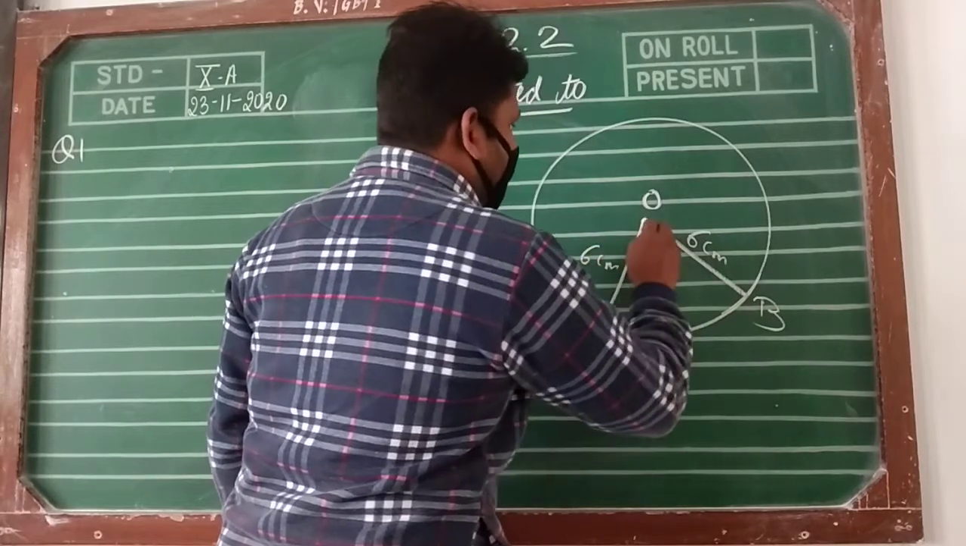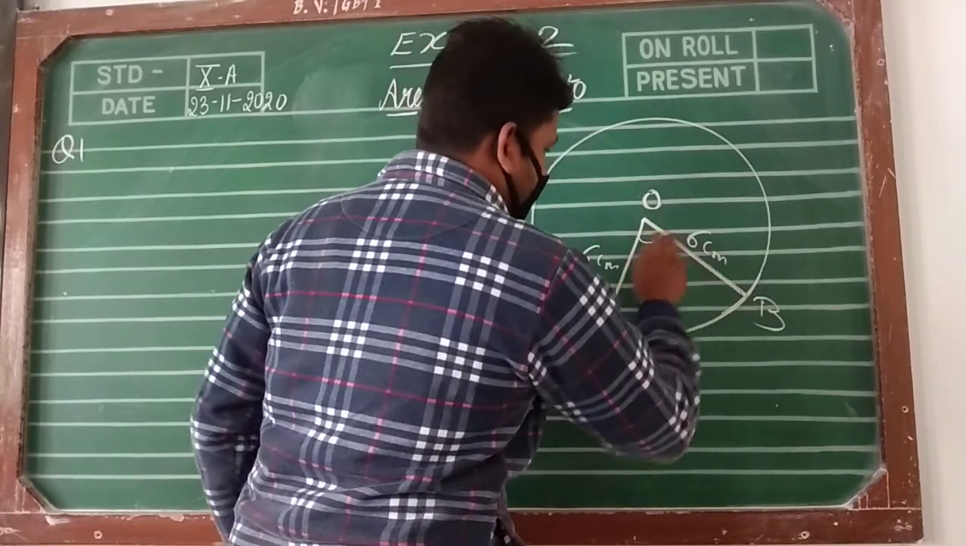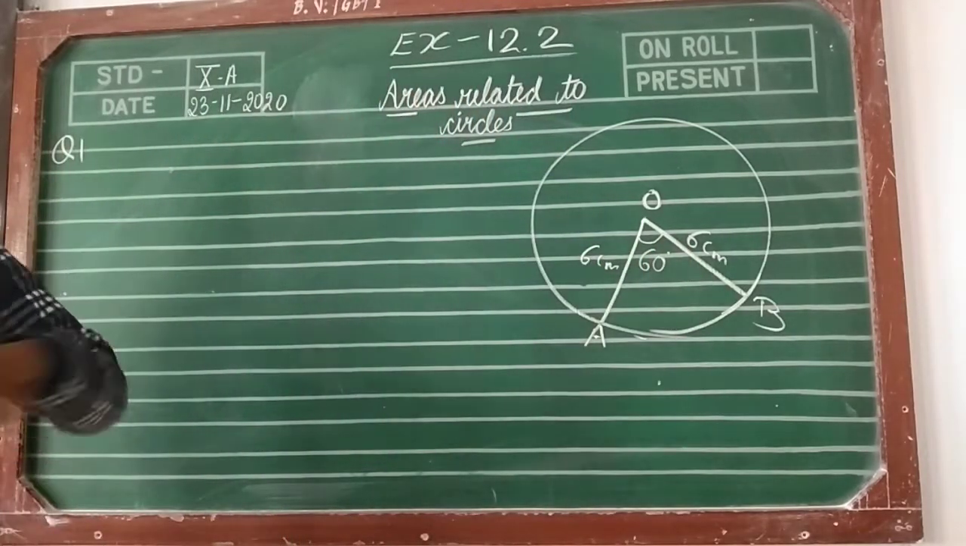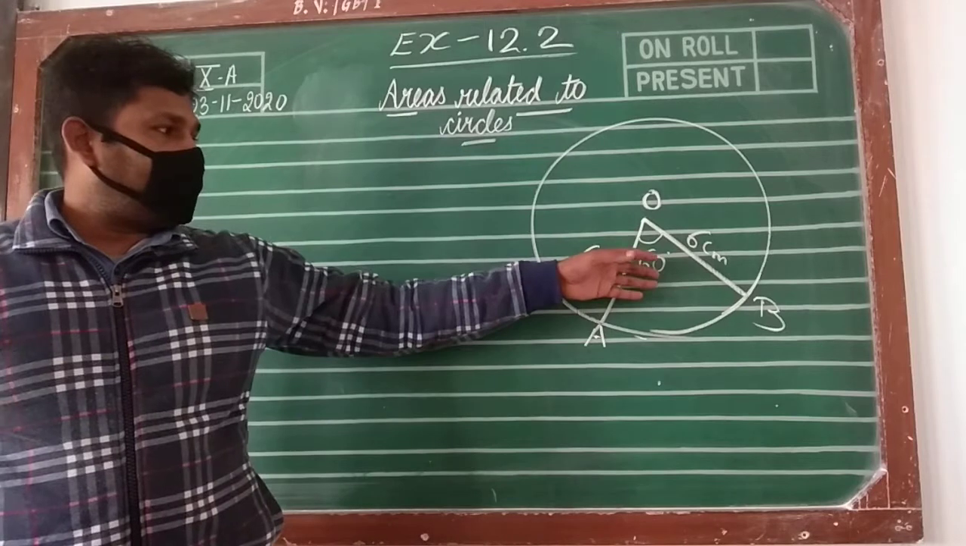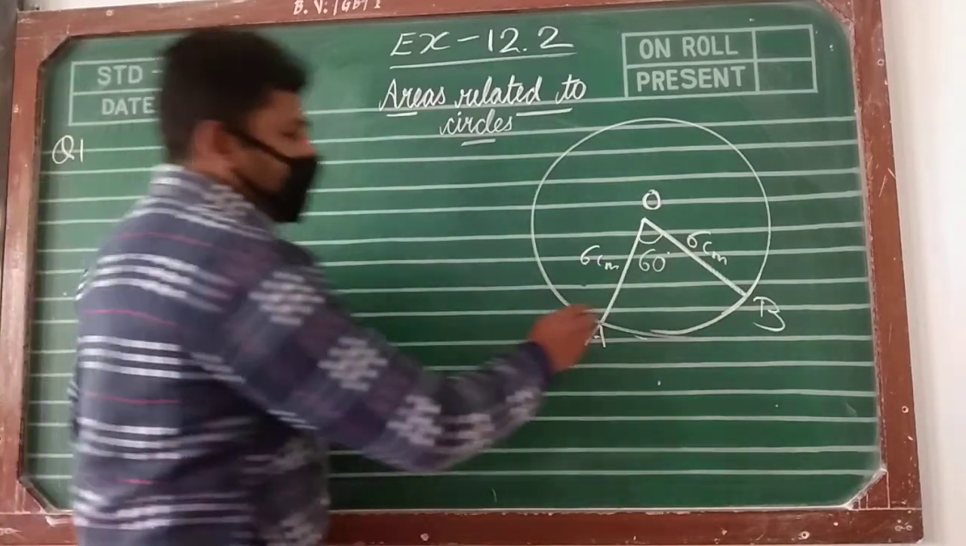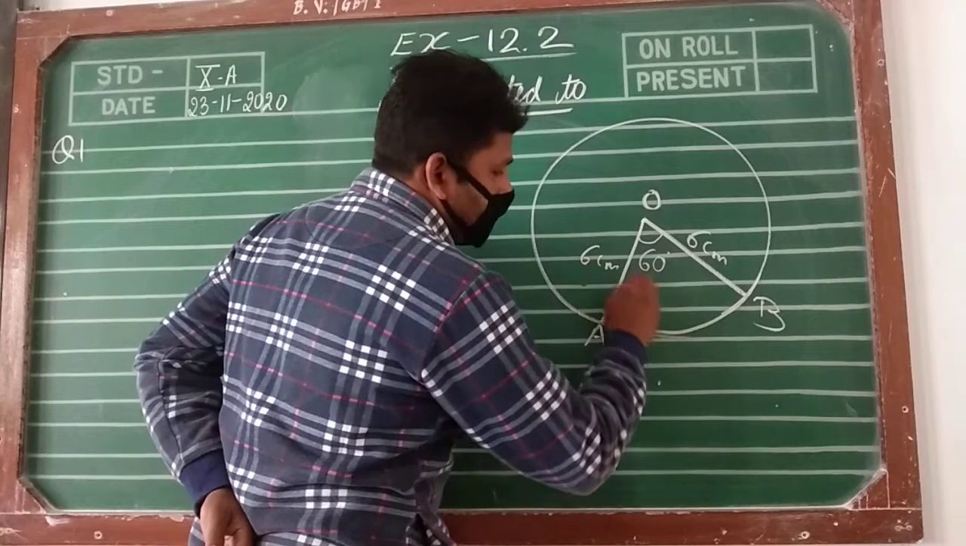Then in this figure, what is given to you? The angle between the radii is given to you, and the radius is given to you. And what we are observing here, we are getting this sector.